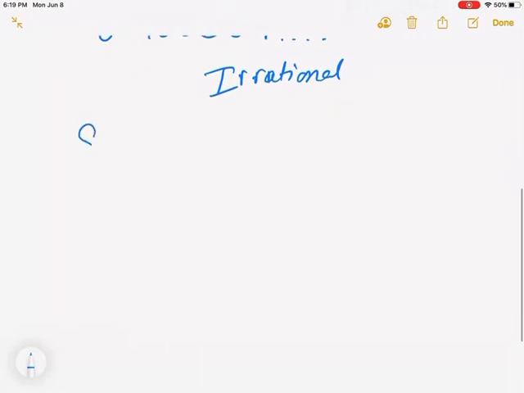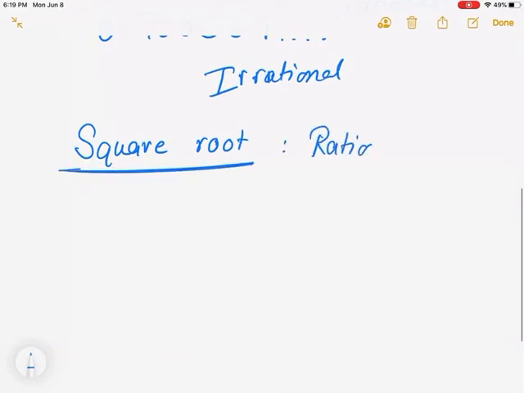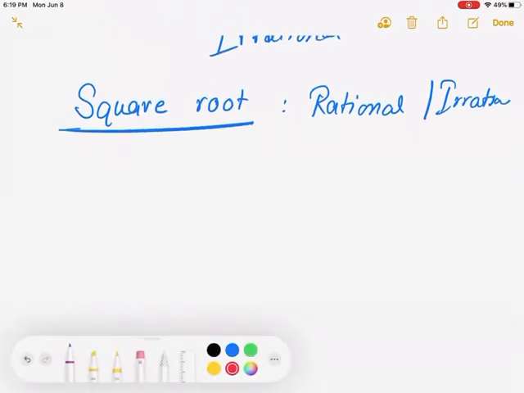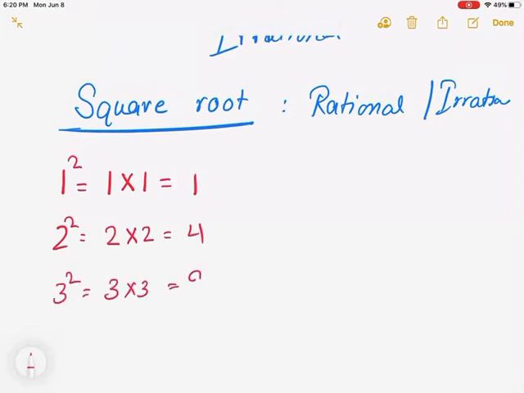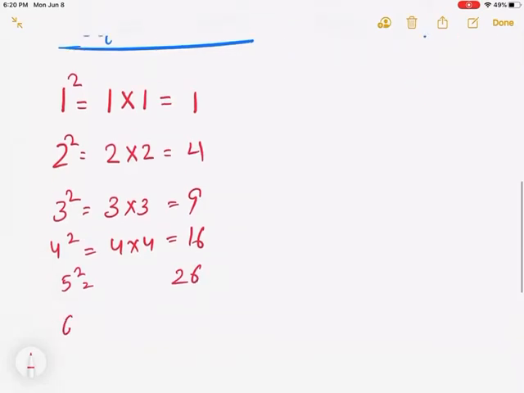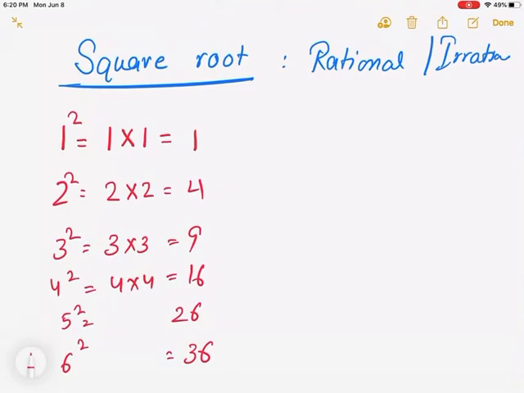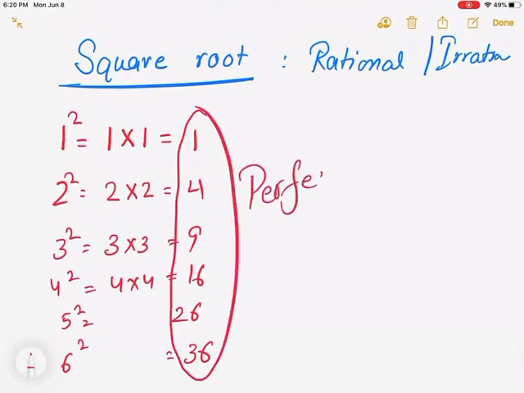Another one is to check if a square root is rational or irrational. How to check for a square root? First of all, what do you mean by a square root? So try understanding a pattern. 1 squared is 1 multiplied by itself, it's 1. 2 squared is 2 times 2, it's 4. 3 squared, 3 times 3, it's 9. 4 squared, 4 times 4, it's 16. 5 squared is 25. 6 squared is 36. So squaring means multiplying a number by itself. All of these numbers are called perfect squares.